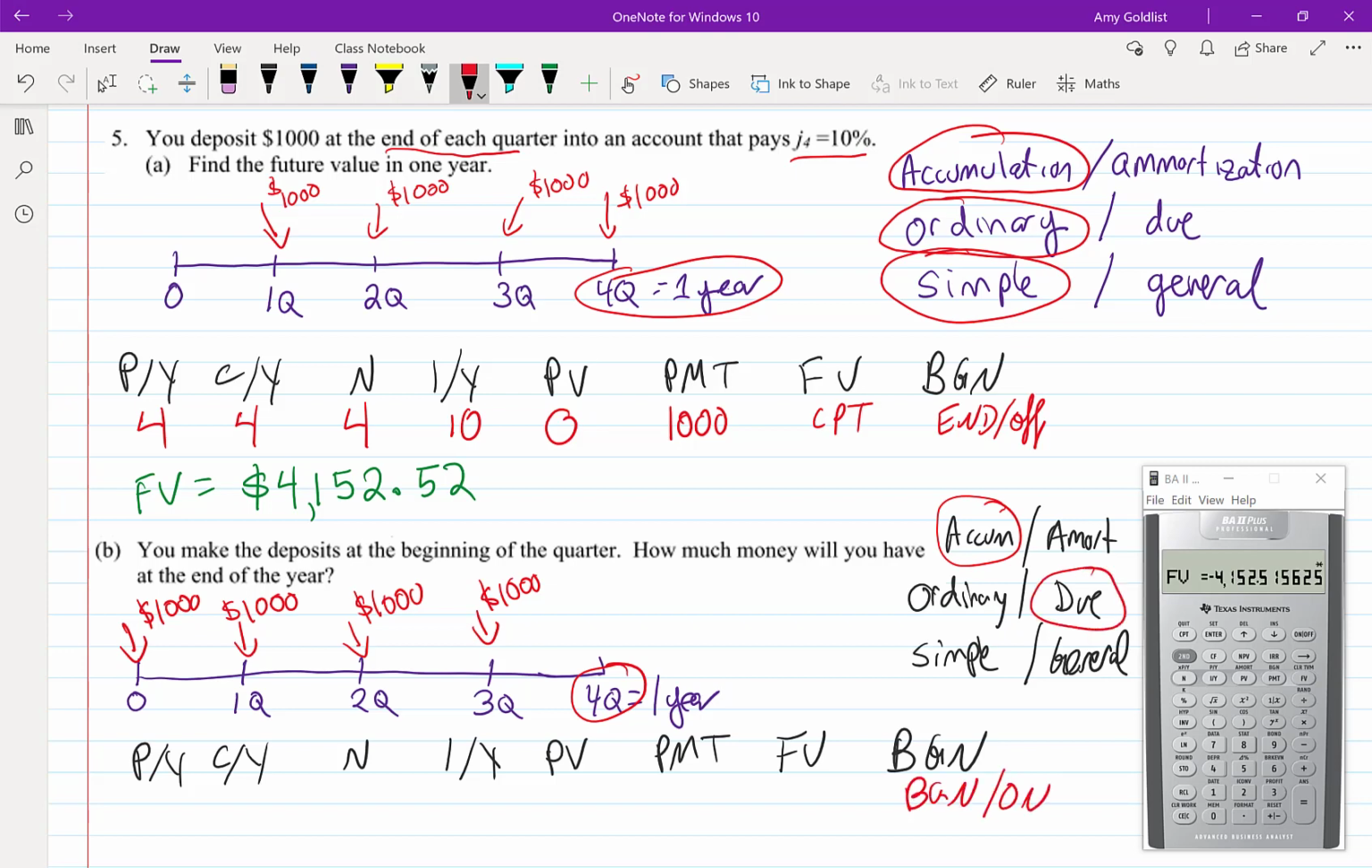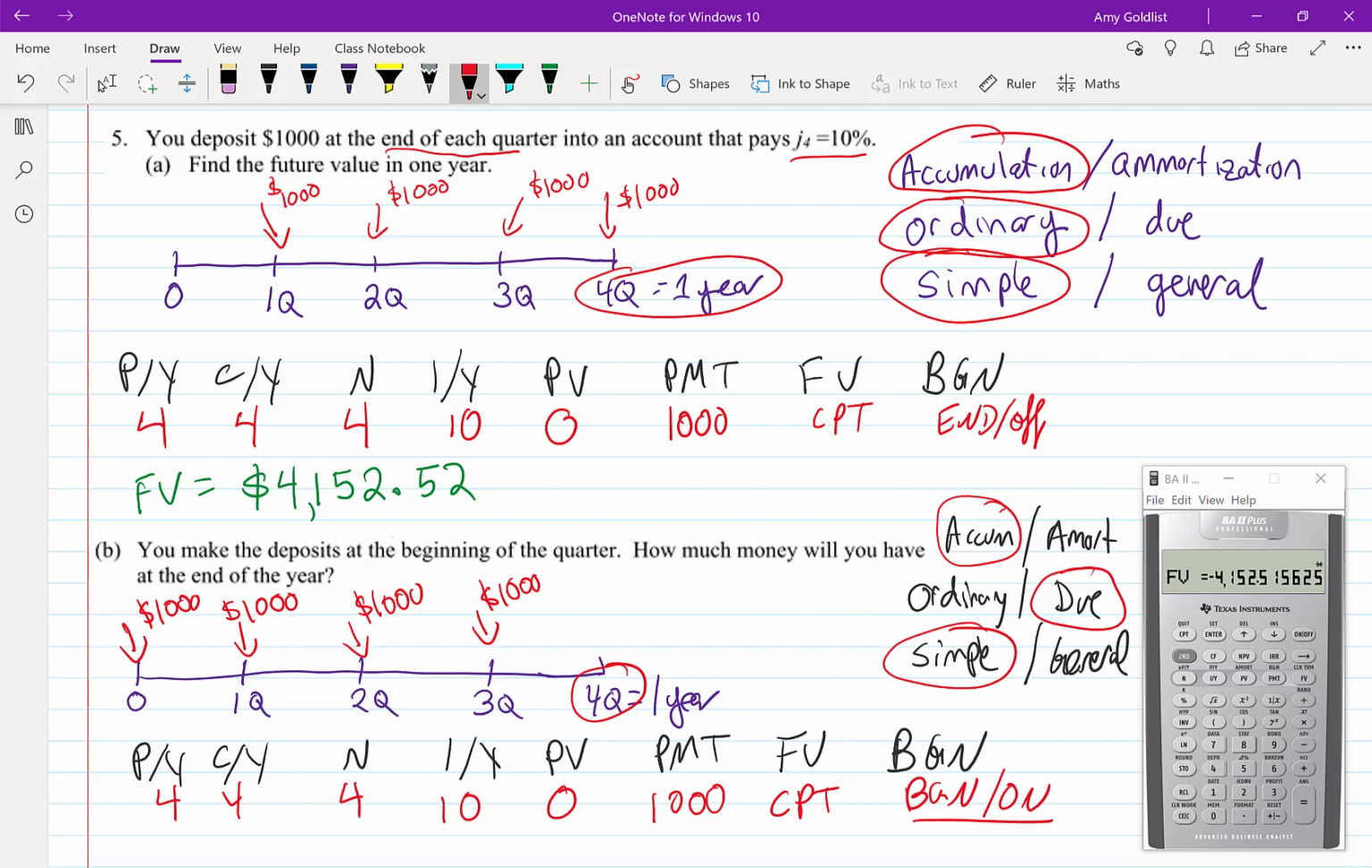this is an annuity due. It's still simple. In fact, everything else remains exactly the same as it was before. The only difference is this begin toggle. I usually write on to mean begin is on, off for end, but you can write begin and end, or due and ordinary.